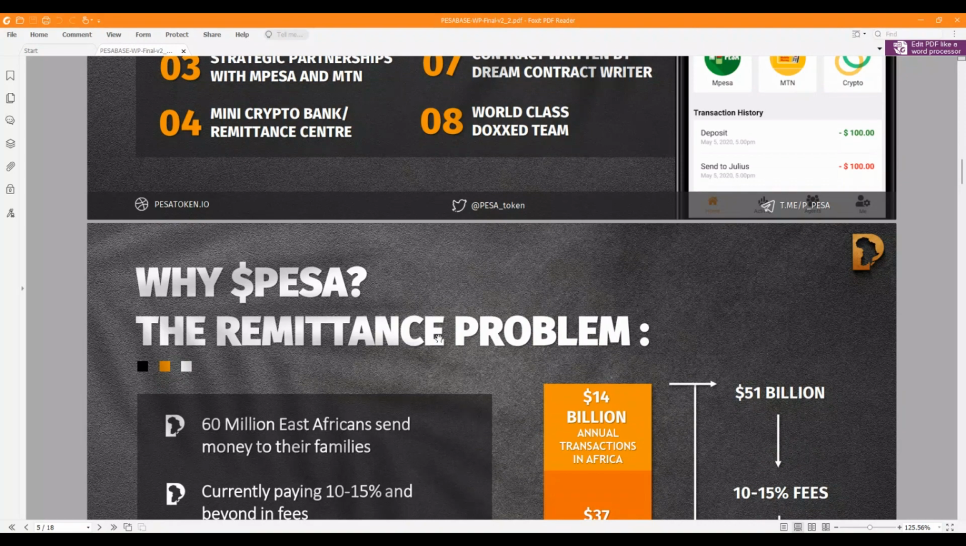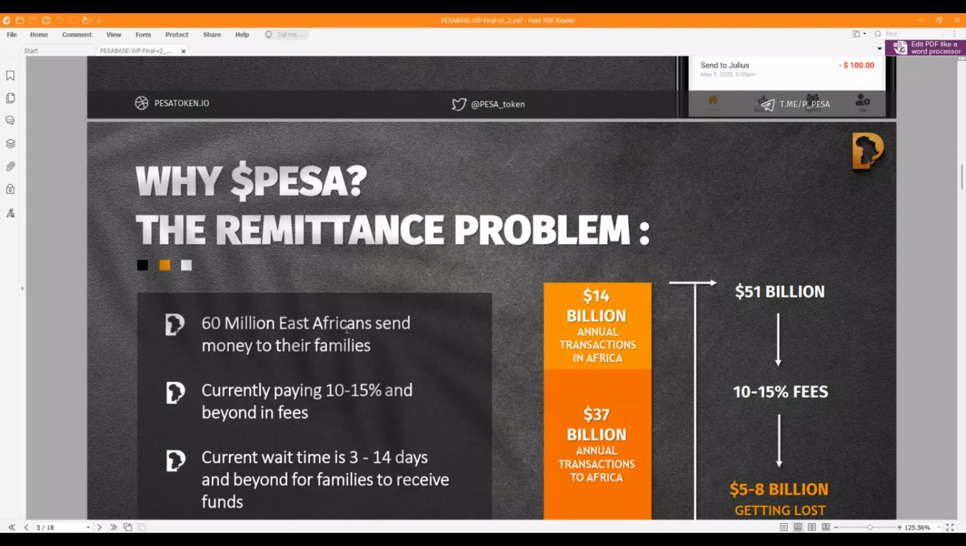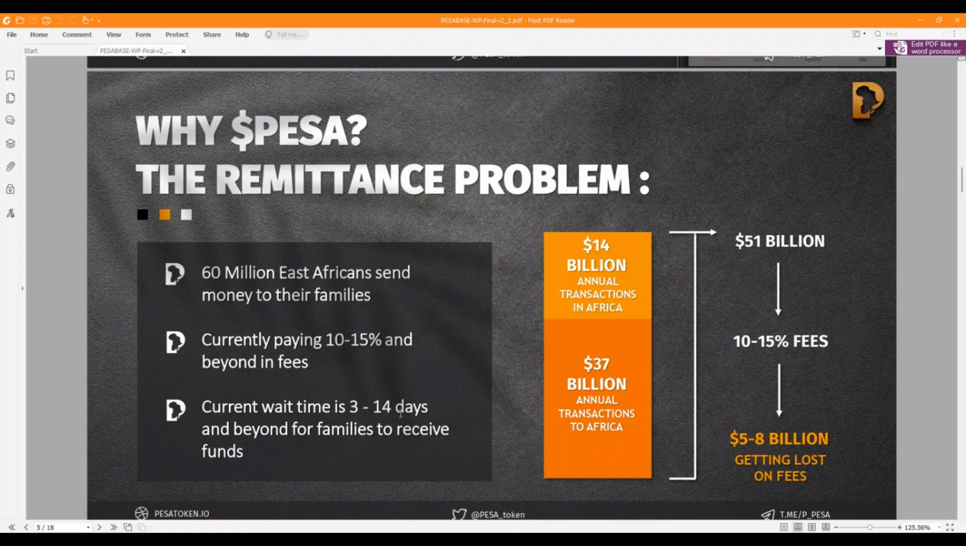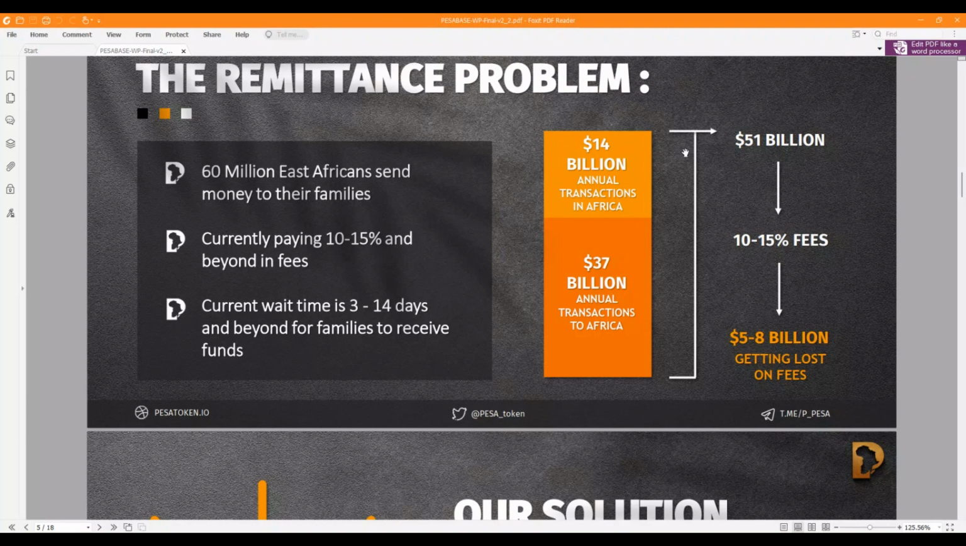Why Pesa, the remittance program? So 60 million East Africans send money to their families, currently paying 10 to 15% and beyond in fees. This is when you use the traditional means of sending money. Now, current wait time is 3 to 14 days and beyond for families to receive the funds. And you can see here, when people are sending a figure of, let's say, 51 billion, you can see 10 to 15%, which is close to 14 billion annually, goes into transactions. Yeah, 10 to 15% goes into fees. So 5 to 8 billion getting lost on fees.